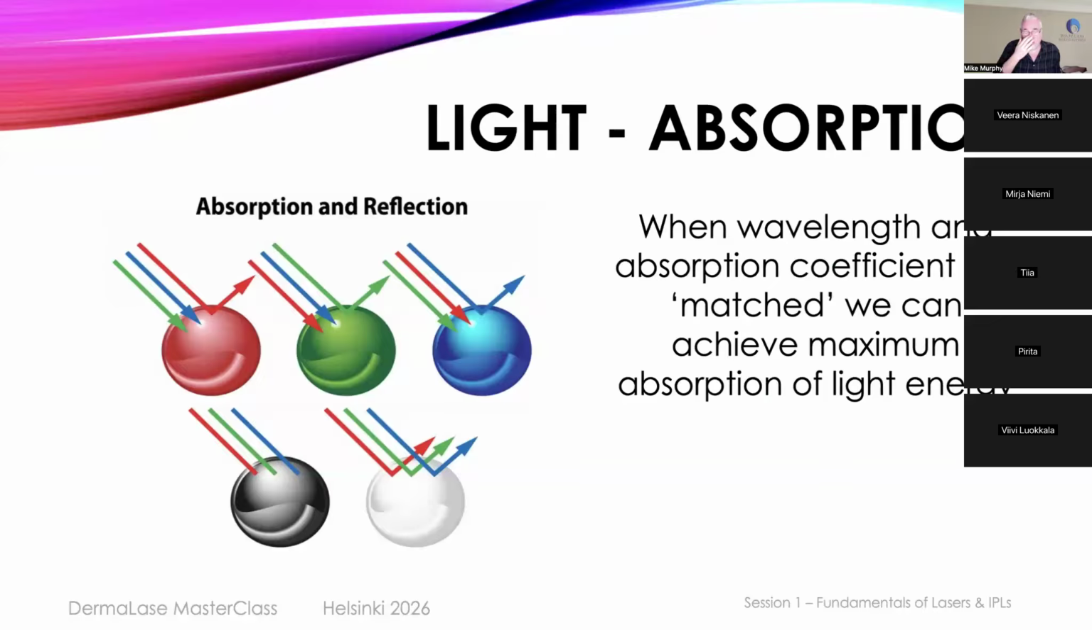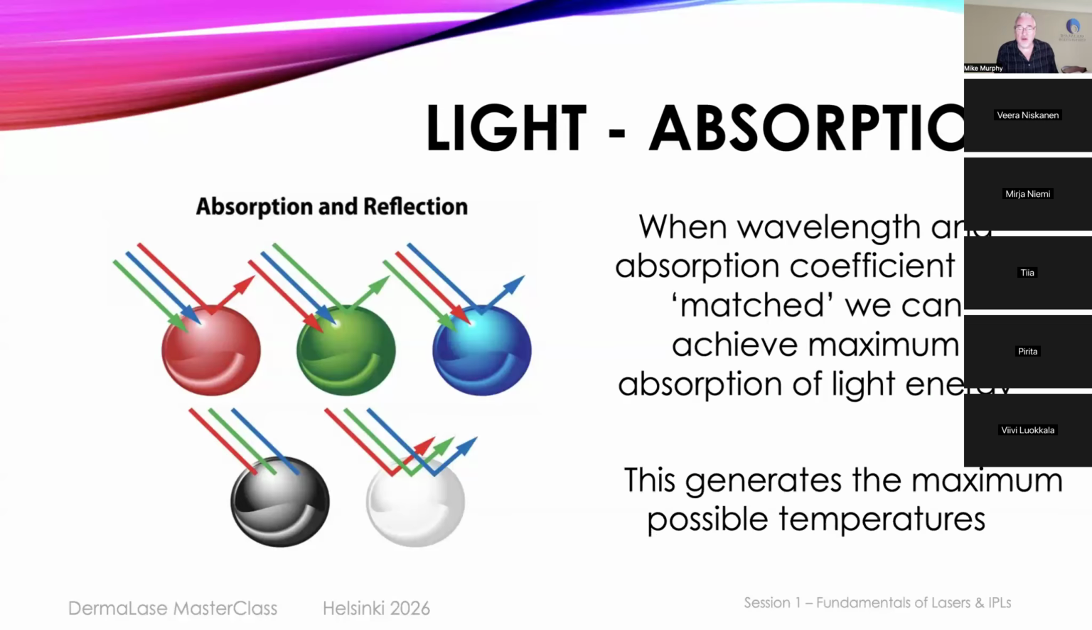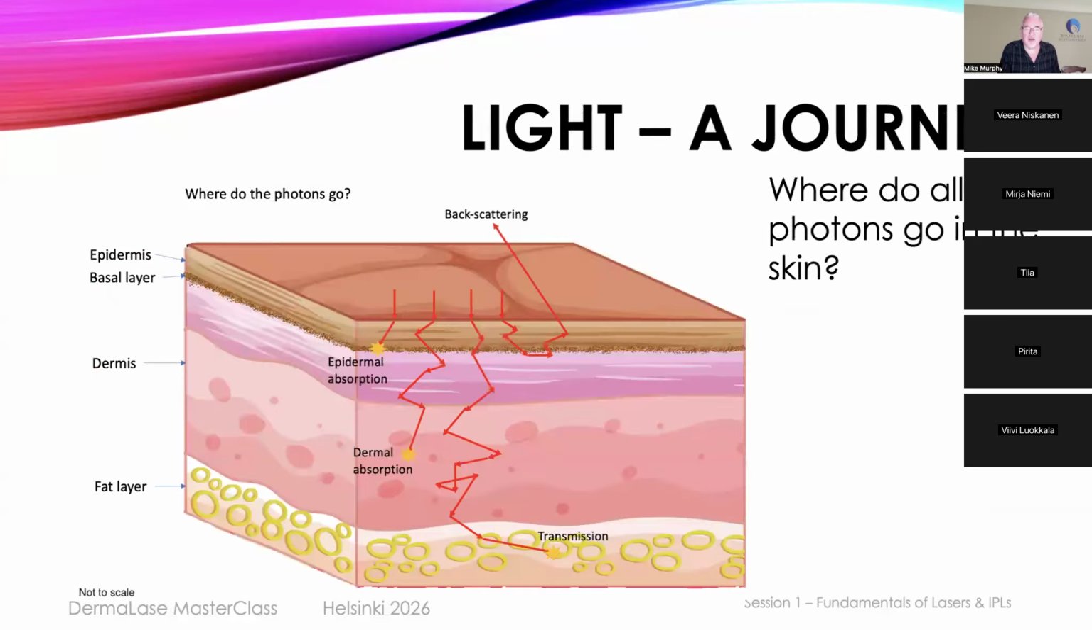We know from experiment that the best colors to fire at red blood are actually yellow and green light, which is why we use pulsed dye lasers and IPLs with certain filters, because that will allow through the yellow and the green wavelengths, and they will be strongly absorbed by blood, whereas red light just gets reflected straight off. All right, so that's how we do it. You match the wavelength with the absorption coefficient of your target to maximize the amount of absorption, and then you get the maximum possible temperature rise in that target.